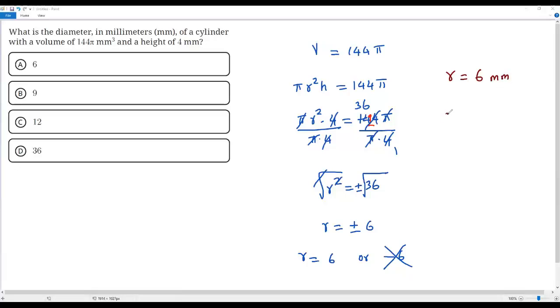Then what is the diameter of the cylinder? Diameter is 2 times the radius, that is 2 times 6 millimeter, which is 12 millimeter. So the diameter of the cylinder is 12 millimeter. So the correct answer choice for this question is option C.